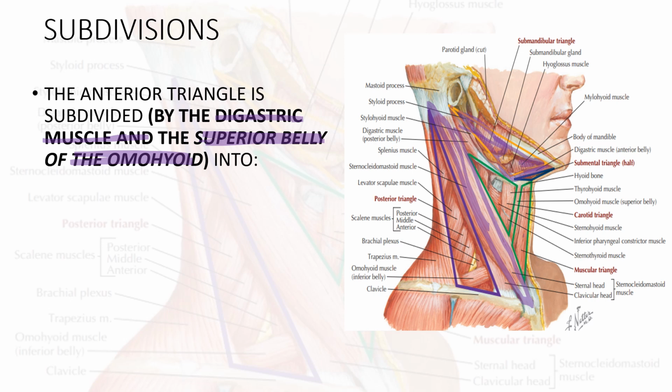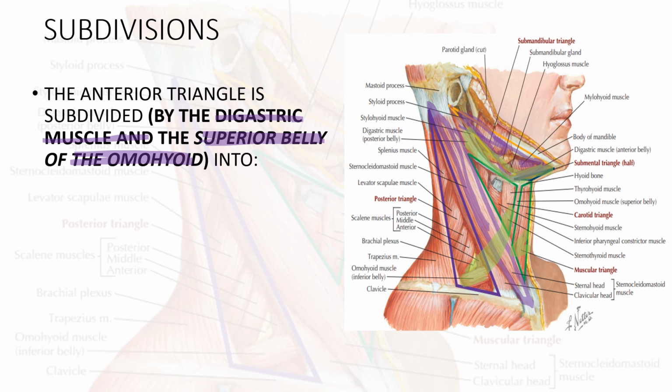Here we have the digastric muscle. I will shade only digastric. This is the anterior belly and posterior belly of the digastric muscle, and in the next video I will show you the omohyoid. This is the inferior belly of omohyoid, and here is the superior belly behind the sternocleidomastoid.